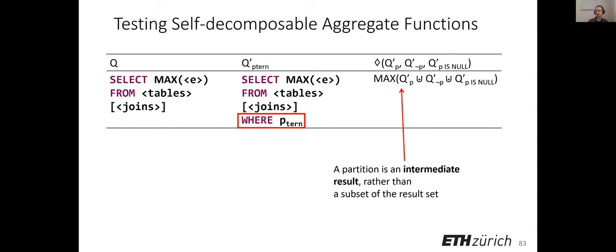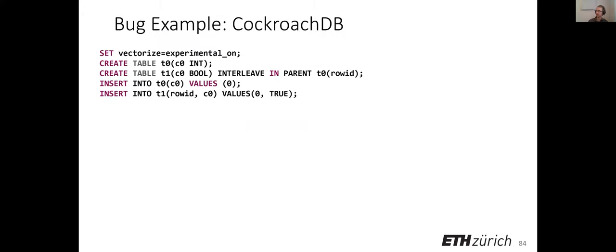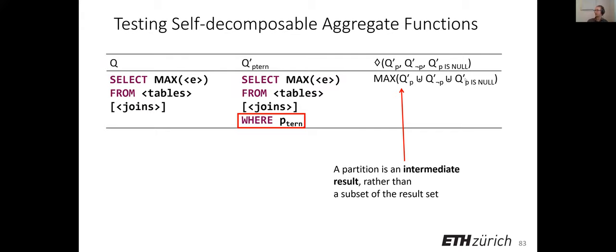Now, testing aggregate functions becomes a little bit more interesting, and there the respective test oracle is specific to the aggregate function that we want to test. The probably simplest example is either the MAX or the MIN aggregate function, where first of all the original and the partitioning queries are as expected. But here it's important to note that while previously a partition was always a subset of the overall result, here a partition corresponds to an intermediate value that is computed. So for maximum, the maximum basically corresponds to the maximum value computed for the respective partition. And here we have an outer maximum to compute the overall value then.